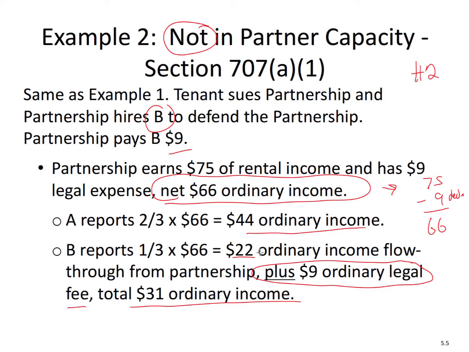The 22 coming from the rental activity, right? That's the 704, that's actually allocation. That's actually number 1, the distributive share, right? Using the profit ratio. And the $9 comes from number 2, where B is acting not in his or her capacity as a partner. So that is number 2.